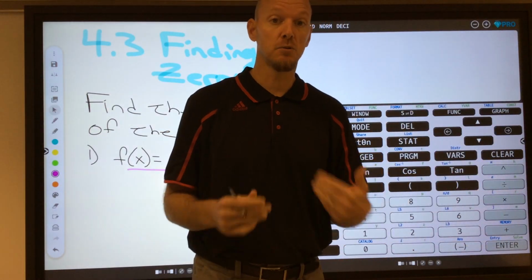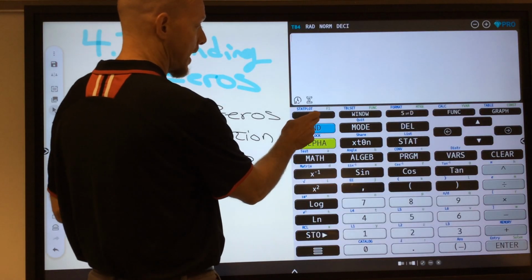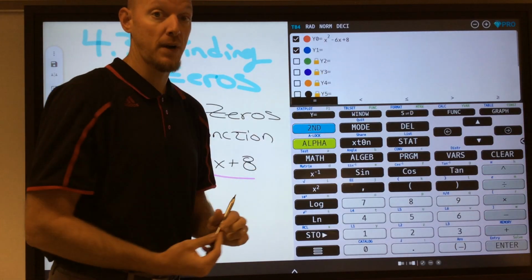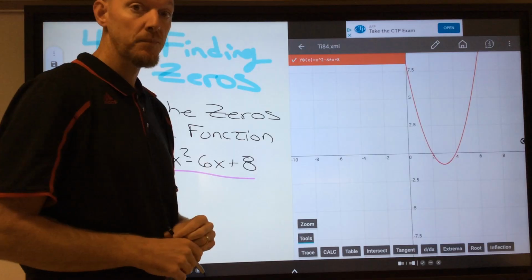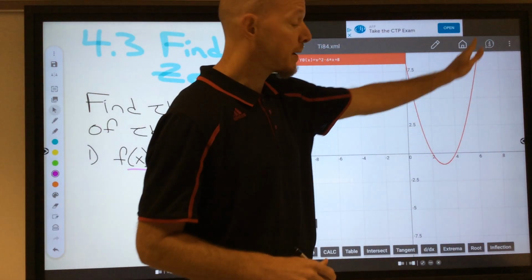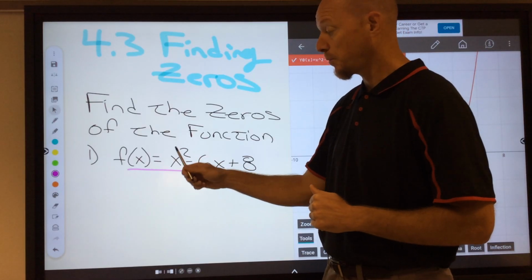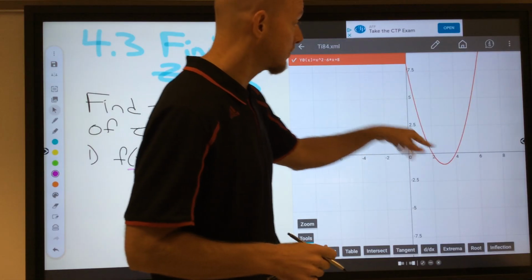And to talk about zeros, we're going to take a look at the graph. So to graph this, I would go into my y equals, type the equation that I want to graph, and then press the graph feature. As expected, we get a parabola, which makes sense because we saw that it was a quadratic. We also see that it's opening up since the a value is positive.